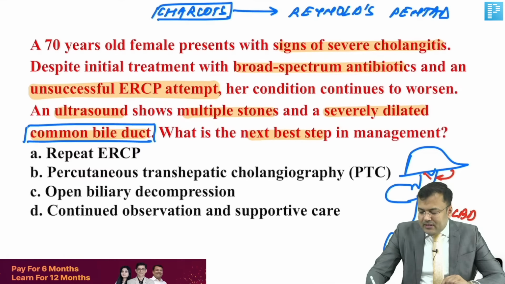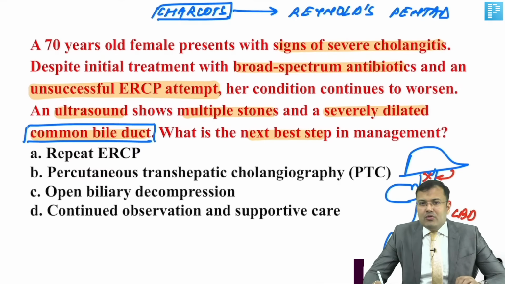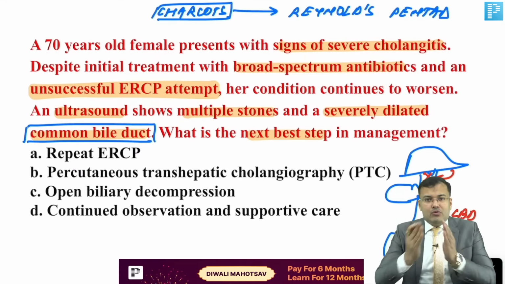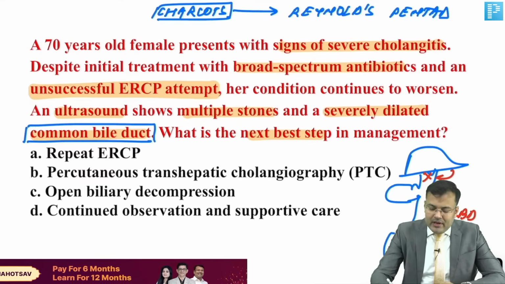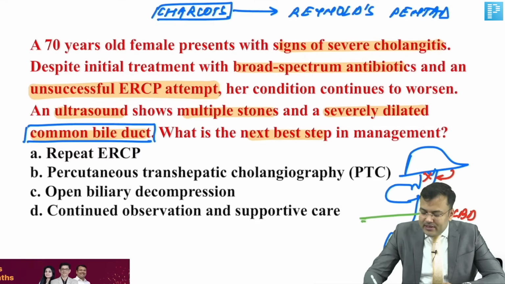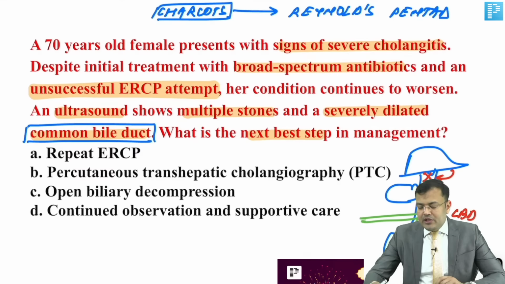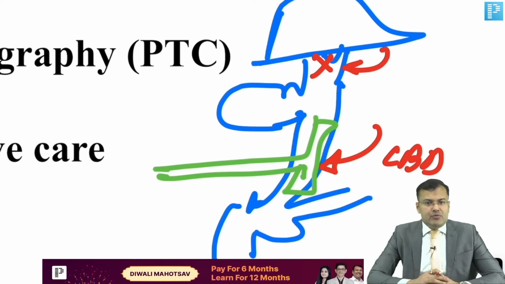If the problem is in the proximal part of the bile duct, you go for PTC. Distal part of the bile duct, go for ERCP. But if it has failed, we have another step. We have to open the CBD, and that is open biliary decompression. So what do we do? We open the CBD and insert the T-tube. So it is open biliary decompression with T-tube repair.